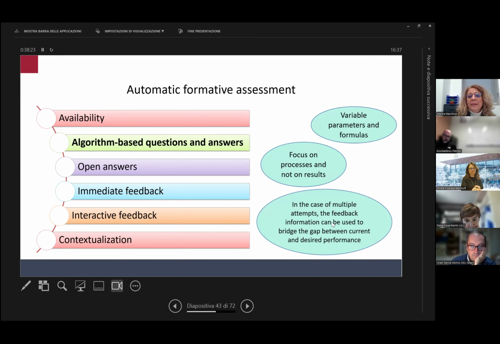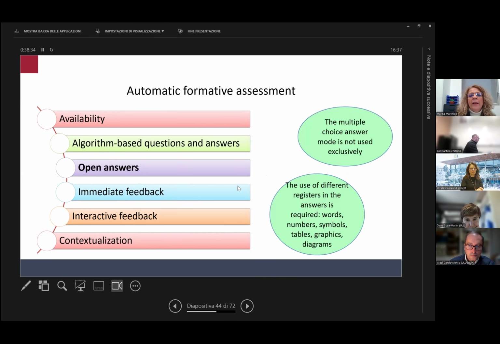It means that students are also more concentrated on the process and not only on the results. I can prepare questions where the answers are words, numbers, symbols, tables, graphics, diagrams, and not only multiple choice. And for mathematics, or in general for scientific disciplines, this is very important.